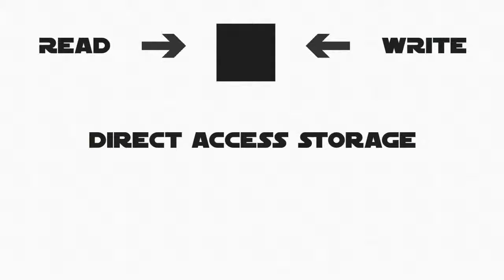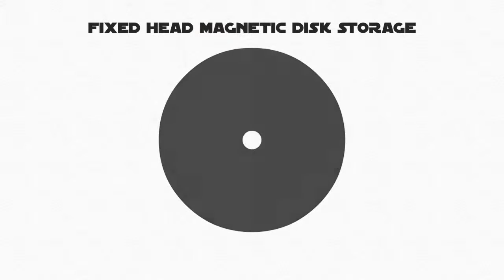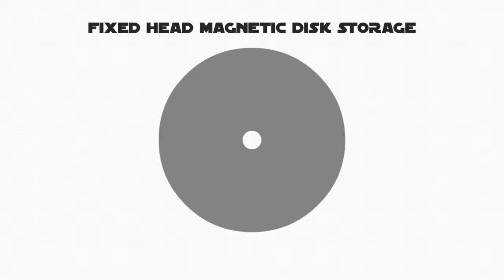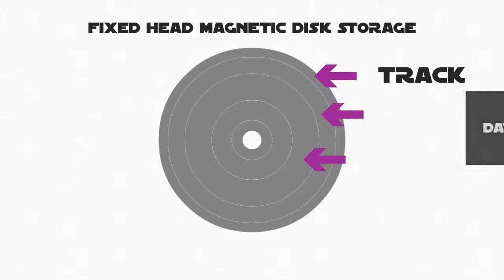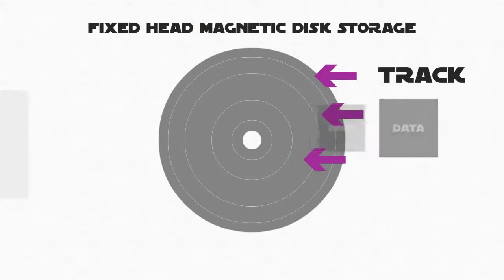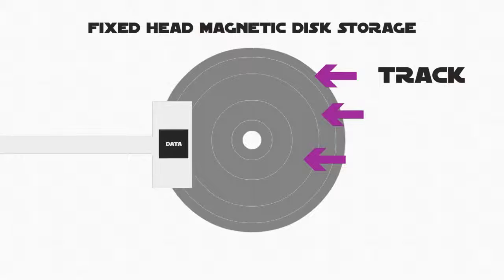Direct access storage are devices that read and write to a specific place, and we shall discuss the three main categories that are very well known. The size of a large CD, a fixed head magnetic disk storage, is covered with magnetic film. It is then formatted into concentric circles, and each of these circles is known as a track, and data is recorded onto each track by a fixed read and write head that is positioned over it.